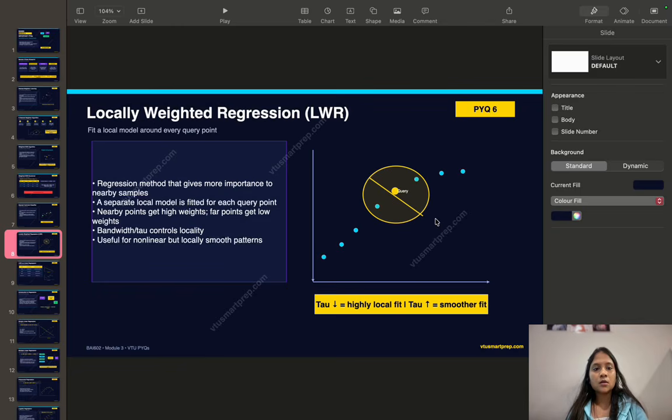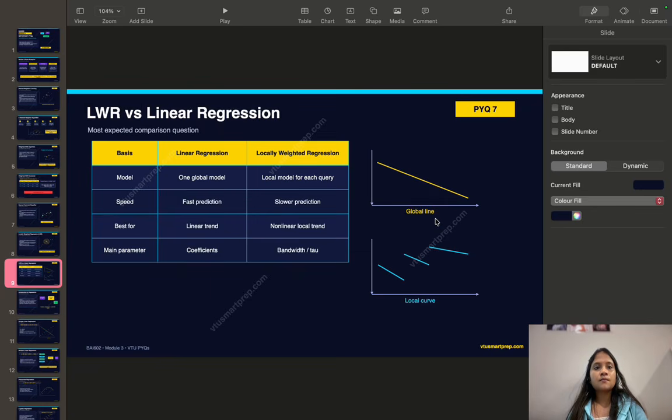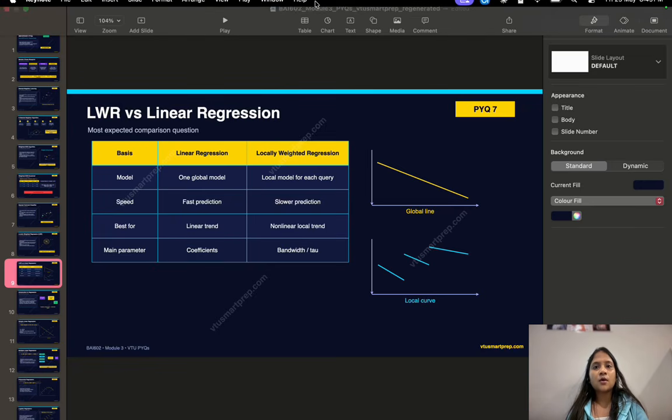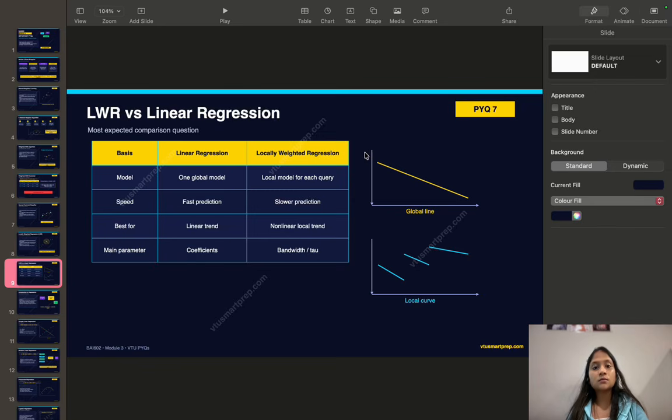Next is the comparison. I'll try to wind up soon because we have very little time to cover module 4 and 5 also. So this is LWR versus linear regression.